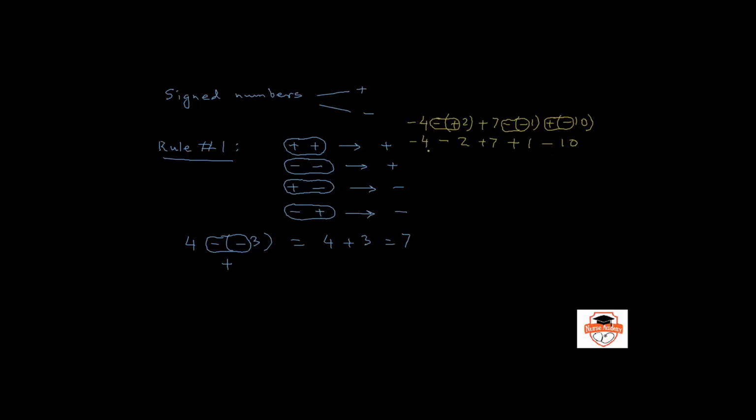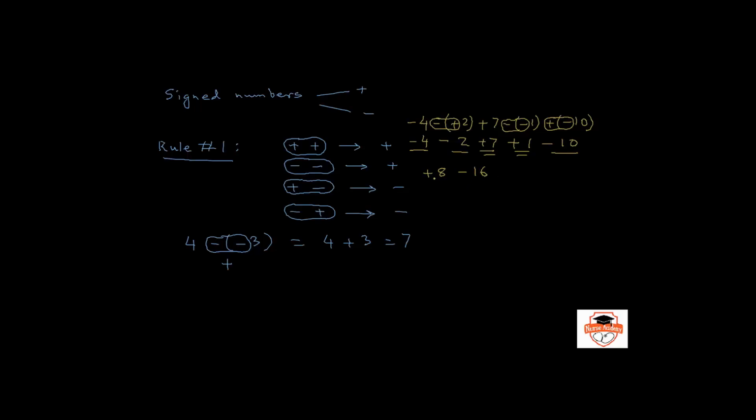And now add up the positives separately. So we have a plus 7 and plus 1. So we have a positive 8, and then add up the negatives separately. We have a negative 4 and a negative 2 and a negative 10. So 4 plus 2 is 6. 6 plus 10 is 16. So we have a positive 8 and a negative 16.